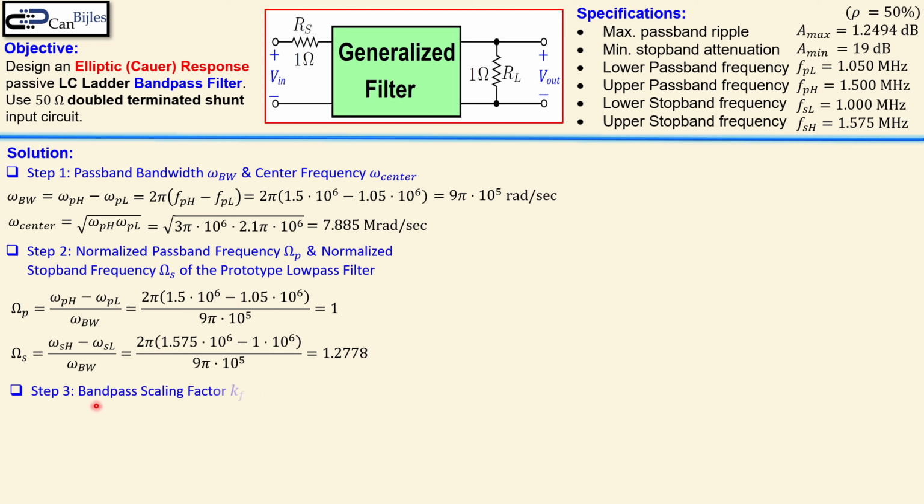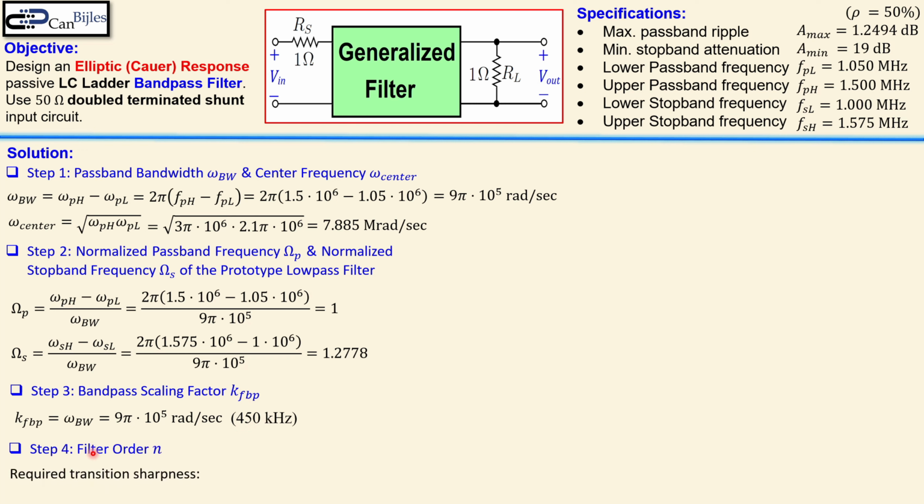Step 3 is the bandpass scaling factor, K sub F bandpass, and that is just omega bandwidth, which is 9 pi times 10 to the power 5 radians per second. So this is a value we will use shortly for our scaled up component values. And it's also 450 kilohertz.